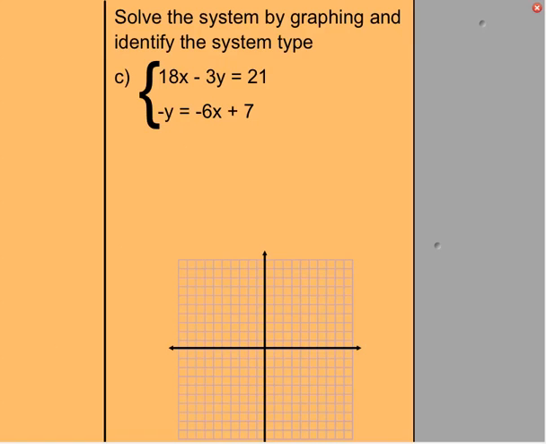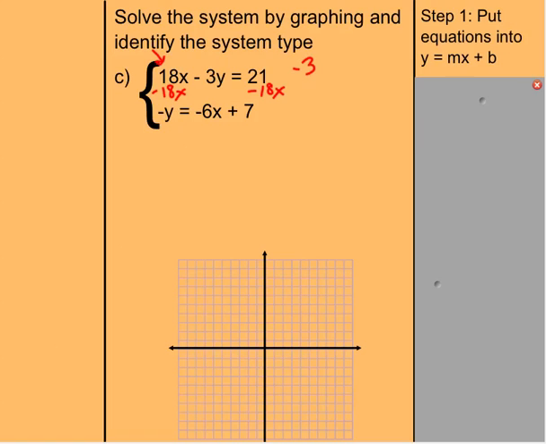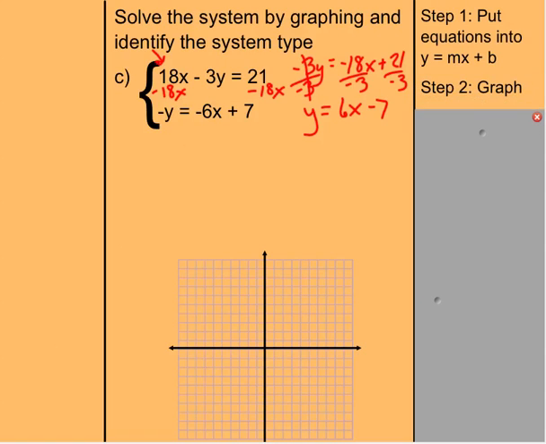Last example, same process. My red equation, I'm going to subtract 18x from both sides. So I get negative 3y equals negative 18x plus 21. To solve for y, divide everything by negative 3. Negative 18 divided by negative 3 is 6x. 21 divided by negative 3 is negative 7. So I'm going to go ahead and graph this one.